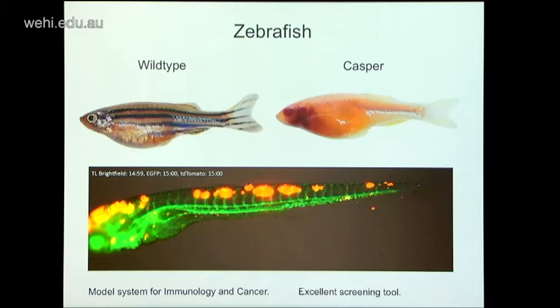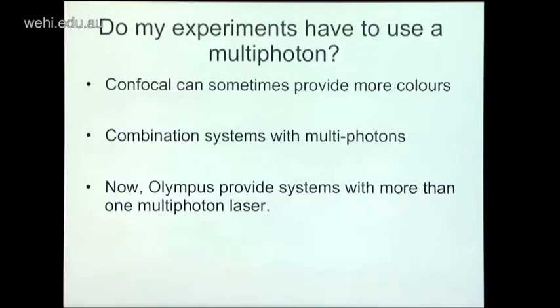On top of that, as I said, they're good for immunology and cancer, but they're also an excellent screening tool, because unlike mice, we have the ability to create many, many more of them when we create generations of different screens, whether that might be a hairpin screen or a CRISPR screen, and then we can image these with very high resolution and know what's going on.